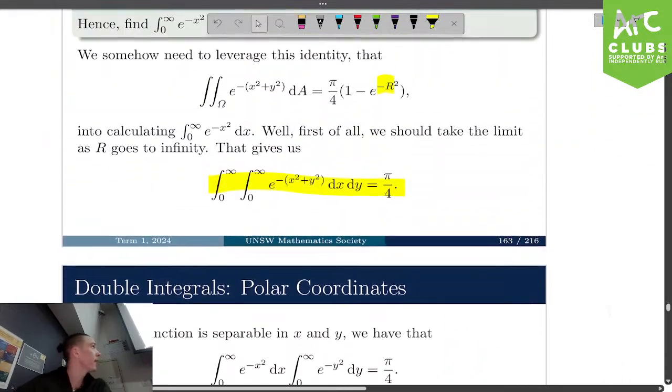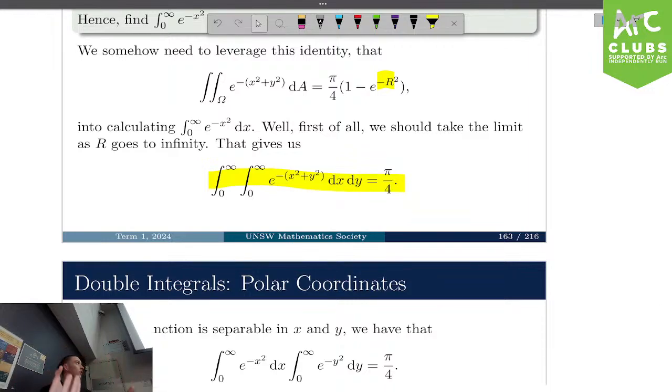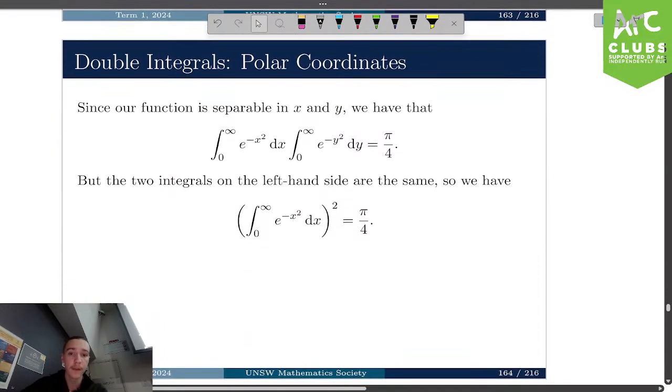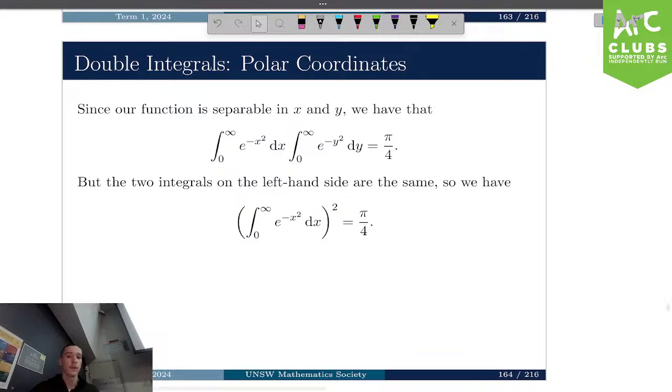Now you'll notice that e to the minus x squared plus y squared is a separable function, right? Which means that it can be expressed as the product of some function in terms of x and some function in terms of y. And the really nice property about these separable functions is if we have it in a double integral, we can split the two integrals up, which is exactly what we do here.